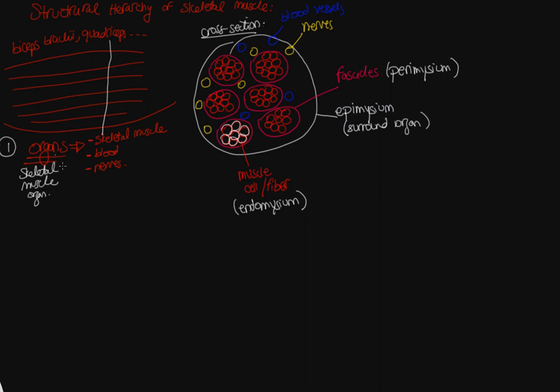So far we've looked at one, the skeletal muscle organ. Next up, the smaller structure would be the fascicle, since this is actually a bundle of muscle fibers. And then the third structure, going down this hierarchy, would be your muscle cell, or the muscle fiber. So now let's go ahead and examine what the muscle fiber actually looks like.